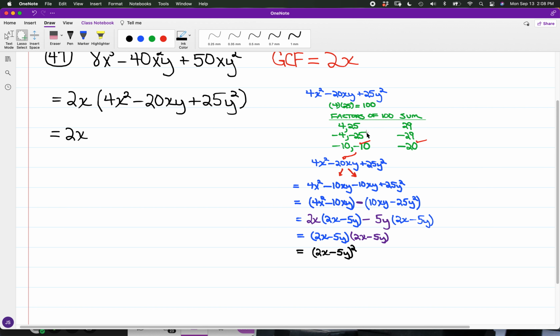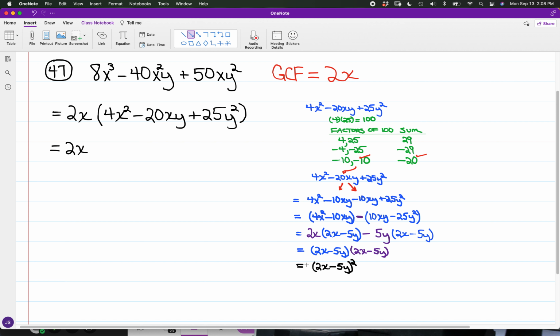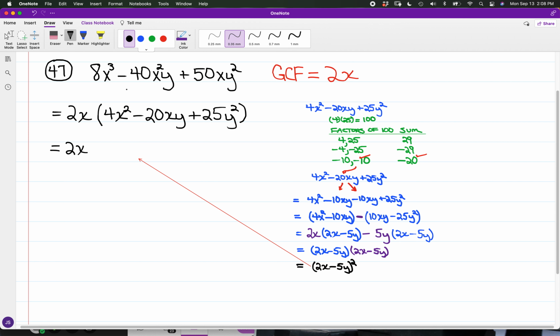Okay, so I factored this trinomial, and going back to the initial setup, the greatest common factor was 2x, so that factor is drawn out, and the trinomial was factorable. Just transporting the square of 2x minus 5y to the original settings, the final result in the factorization of number 47 is going to be 2x times the square of the quantity 2x minus 5y. And that would be the final result.